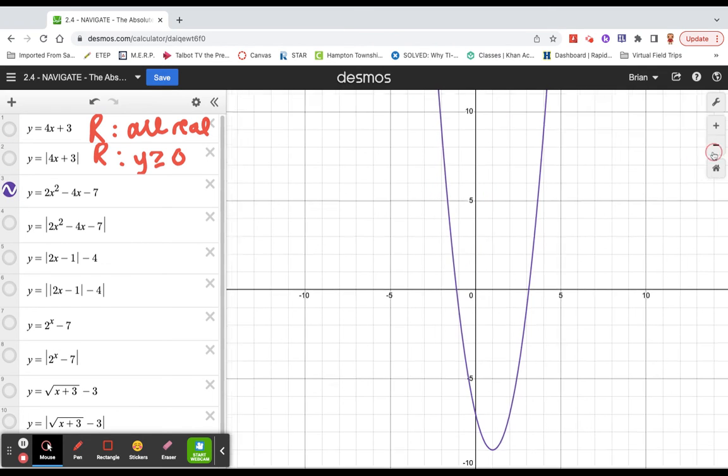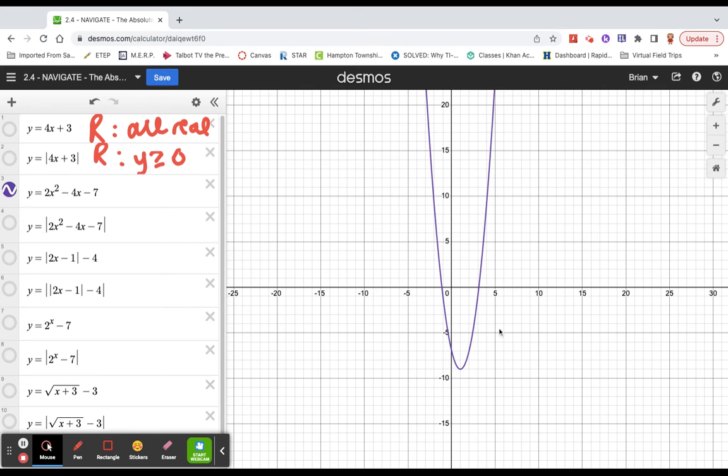Here's a parabola. We'll zoom out a little bit so you can see the parabola a little bit better. Same logic is going to hold here. Domain, all real numbers. Range, looks like we have a bottoming out point at (1, -9).